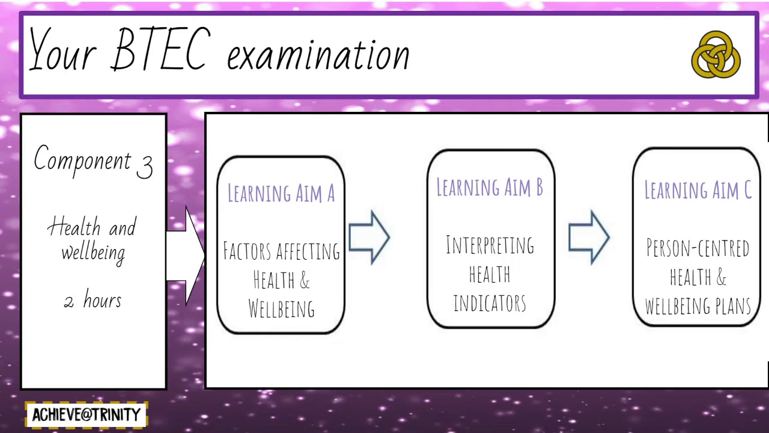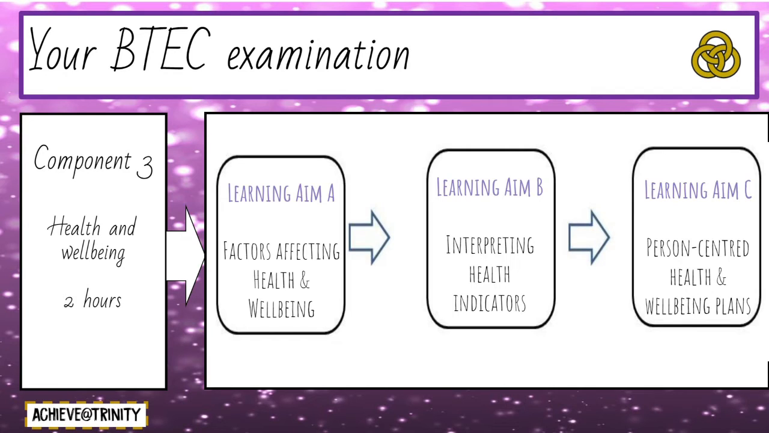The exam is synoptic and builds directly on Components 1 and 2 and enables learning to be brought together and related to a real-life situation. Therefore, students must ensure they revise content from all three sections. Section 1 of the exam focuses on Learning Aim A and the factors that affect an individual's health and well-being. Section 2 focuses on Learning Aim B, where students are required to interpret health indicators.